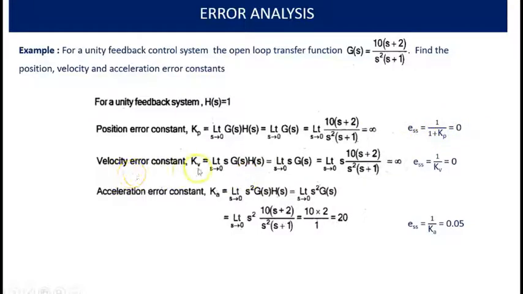Similarly, velocity error constant Kv is equal to limit s tends to 0 s G(s)H(s). Substitute for G(s)H(s), that's again equal to infinite. Therefore, steady state error is 1 by Kv, which is equal to 0. Acceleration error constant Ka is equal to limit s tends to 0 s square G(s)H(s). Substitute, that is equal to 20. Ka is equal to 20. Therefore, steady state error is equal to the reciprocal of this Ka.